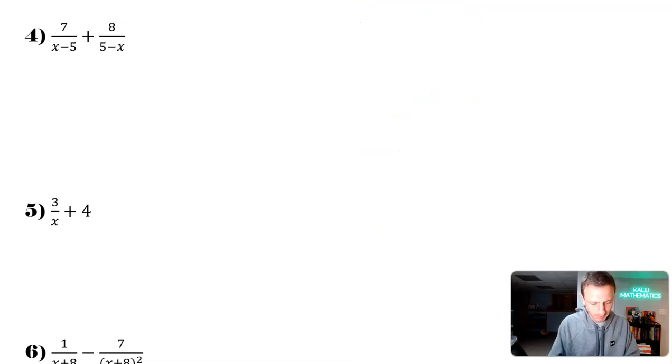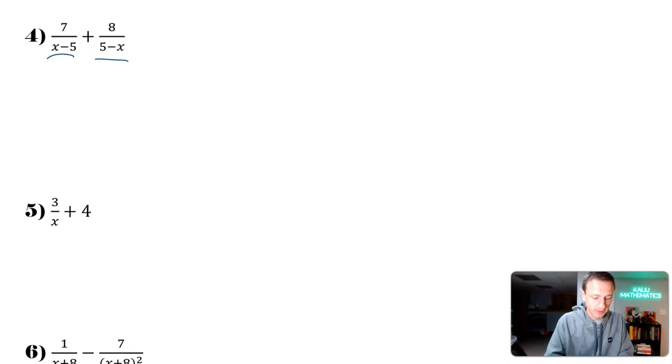All right, move on. So number 4, we have the denominator of x minus 5 and 5 minus x. Those are not the same. Positive x, negative x. Negative 5, positive 5. Those are not the same. Those are opposites. So we've talked about this before.